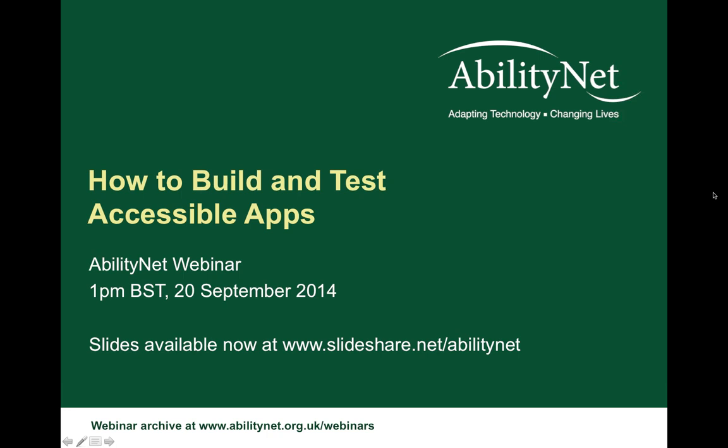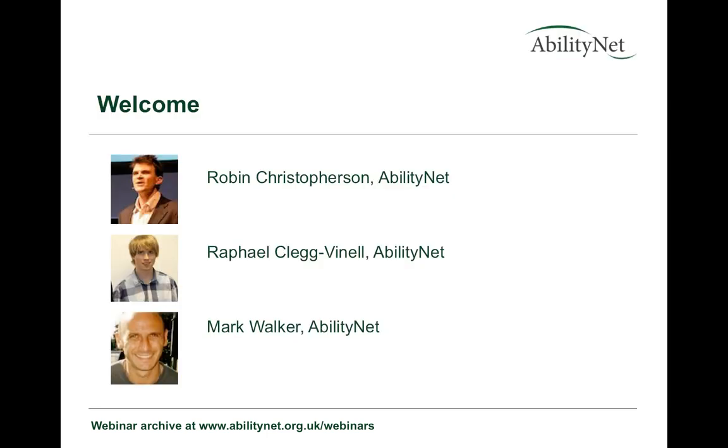So, what we're going to talk about today, I'm just going to introduce the overall topic and then we'll get rolling. We run webinars monthly at AbilityNet around accessibility issues, and this particular one is all about how to build and test accessible apps. About 30 to 45 minutes worth of time has been allocated, about 30 minutes of talking, and then plenty of time for questions and answers.